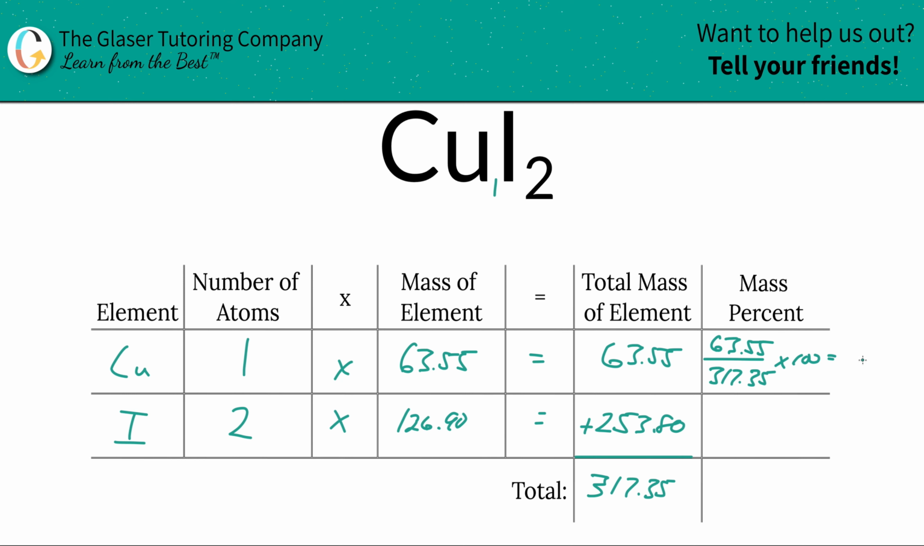So simply, when you throw this into the calculator if you need it, or if you can do it in your head, that'd be even better, right? There's going to be 20.03%, all right? And then when we do it for iodine, we're going to take the total mass of that iodine, which is 253.80, divide it then by the total mass of that compound, 317.35. Multiply it by 100.